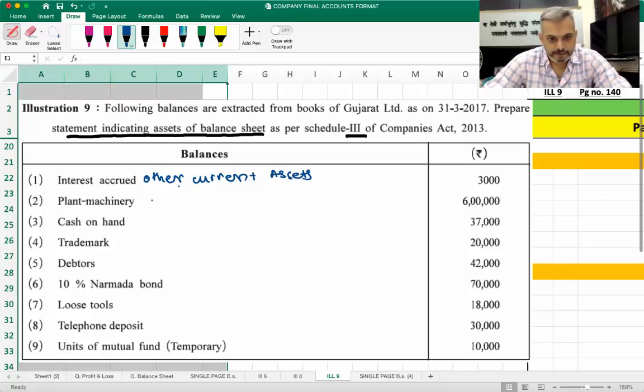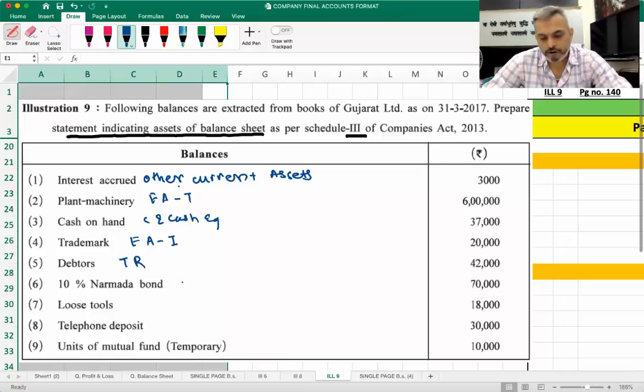Plant and machinery, fixed asset, tangible. Cash on hand, cash and cash equivalent. Trademark, fixed assets, intangible. Debtors, trade receivable. 10% Narmada bond. Now nothing is given about Narmada bond, so it is assumed it's a long-term investment, non-current investment. Please write this so you don't make a mistake. Then loose tools. Not what people have in mind, loose tools. Inventory.